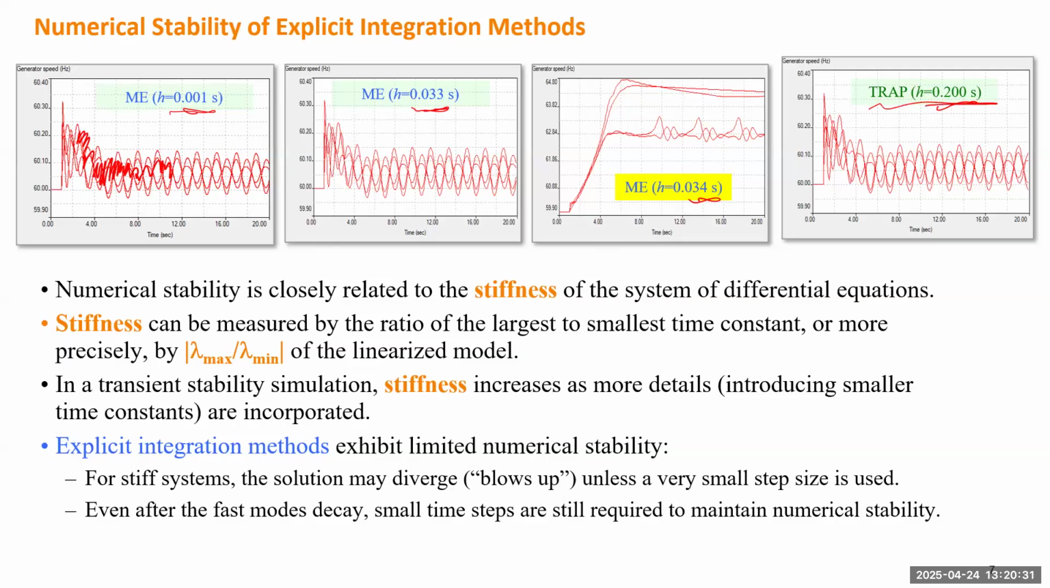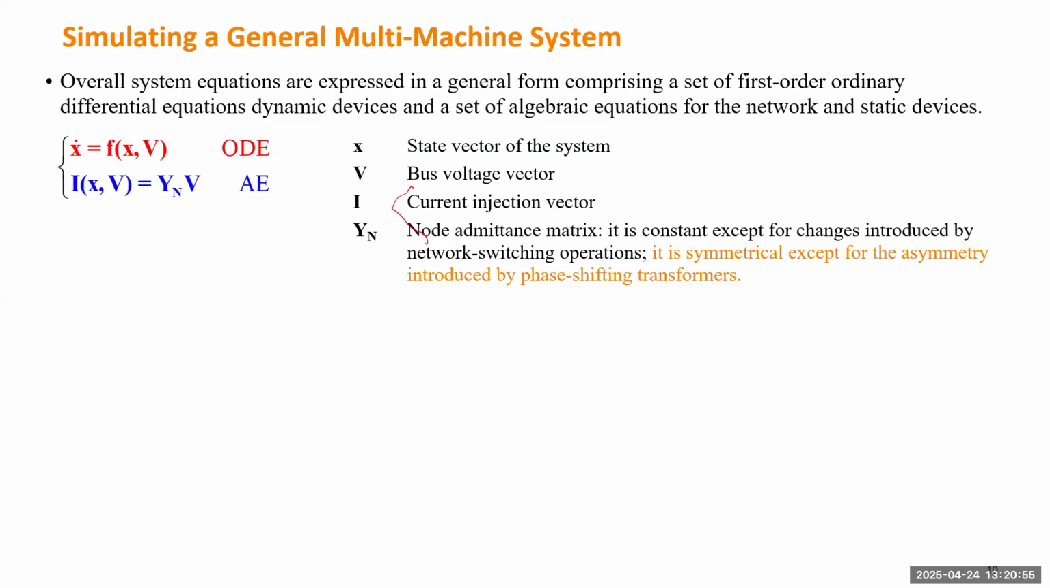The trapezoidal rule method will be better on numerical stability, but it may lose those detailed dynamics. You still capture the overall trend of the dynamics, but you're going to lose some detailed dynamics. Okay. All right, so that's what we need to know about those methods. Let's continue. So let's talk about how to simulate a multi-machine system.